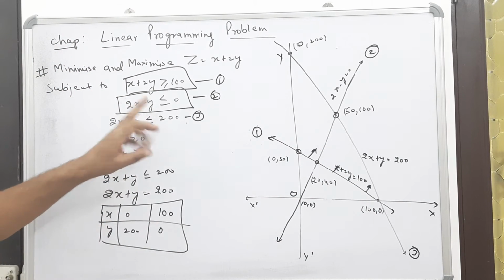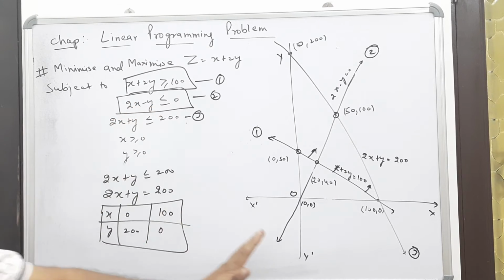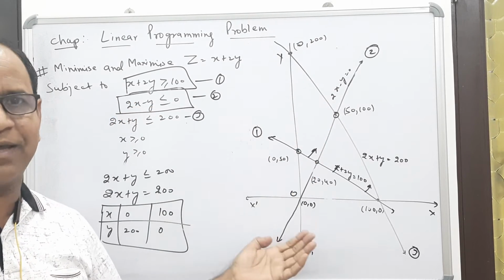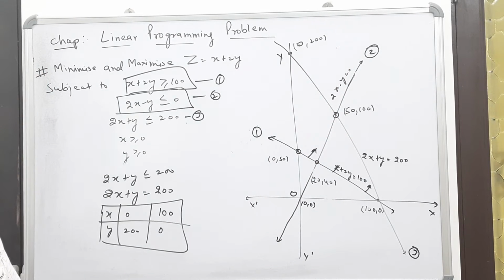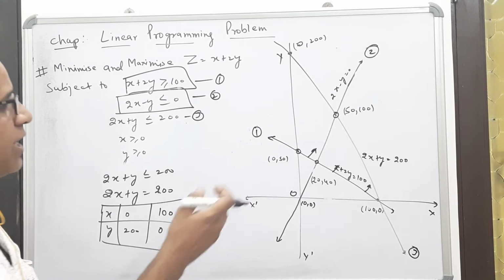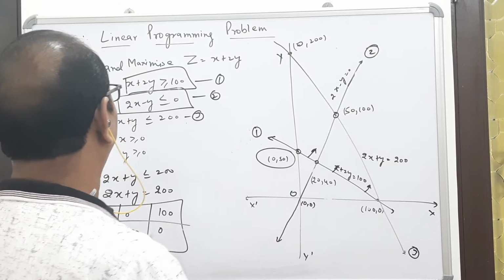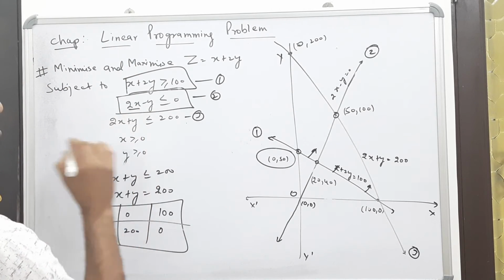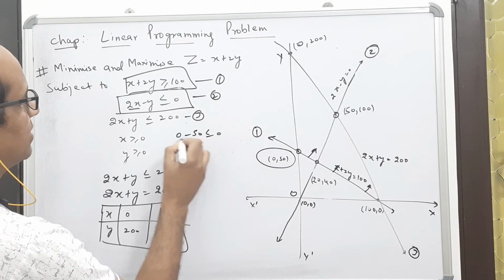Now I am taking the second one. Because this line is passing through the origin, you have studied in 11th class that whenever the line passes through the origin, we will not take the origin to find the half plane. We will take a point on either side. Suppose I am taking this point, (0, 50). So you put here 0 minus 50, which is less than 0.